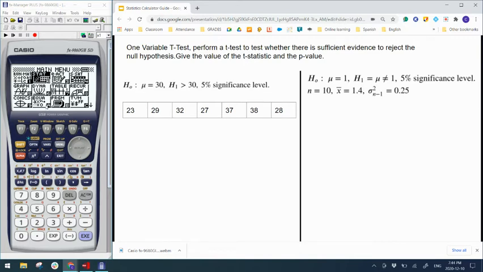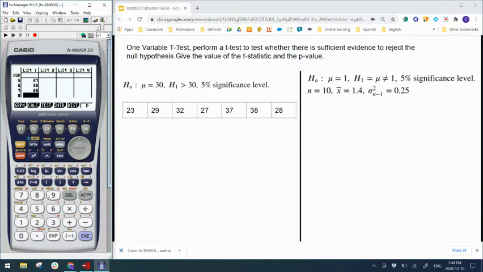So we're still going to go back into stats. This time I don't have anything to put in my list, so we're just going to ignore that and go right to test. We're going to do a t-test. We still only have one sample. This time, like I said, we don't have a list, we have all of our variables, so we're going to go variable this time. You can see it's now asking us for different information.